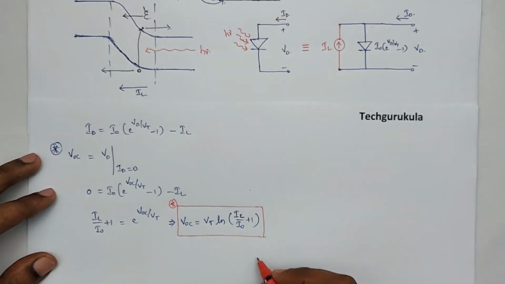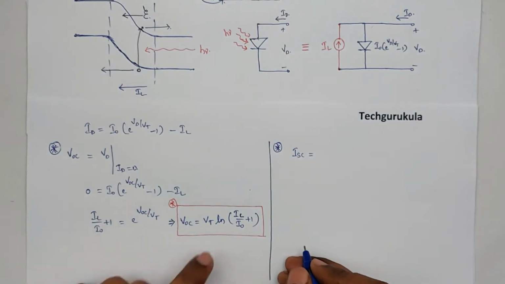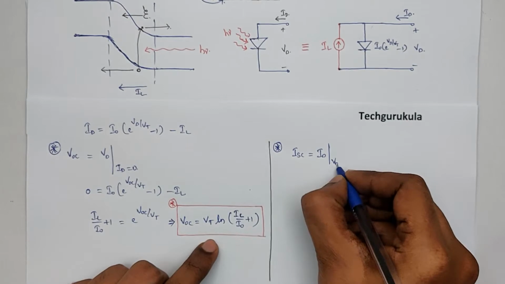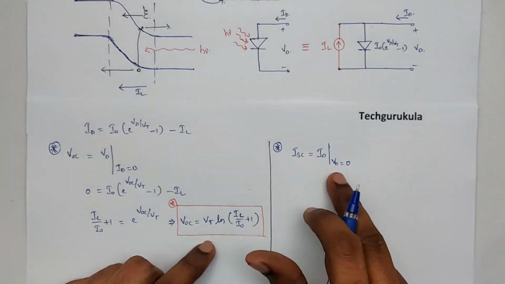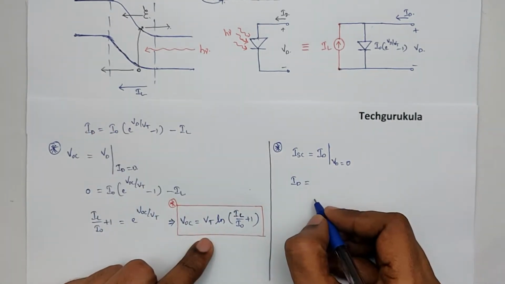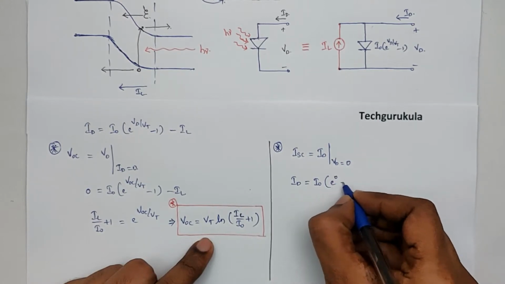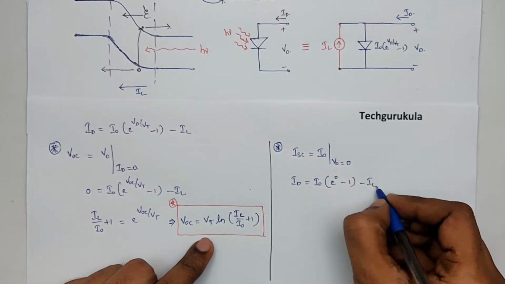Now coming to the second point, ISC. What is ISC? ISC is Id at Vd is equal to 0. So let's substitute Vd is equal to 0 in this equation. Then Id is equal to I naught times e power 0, which is 1, minus 1, minus IL.